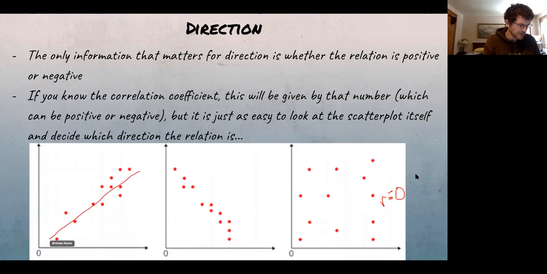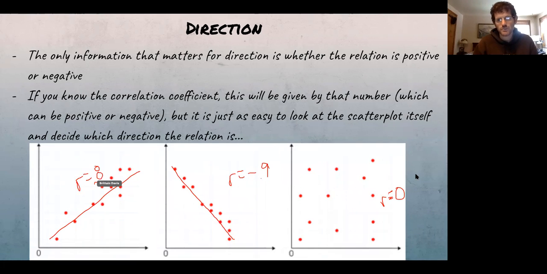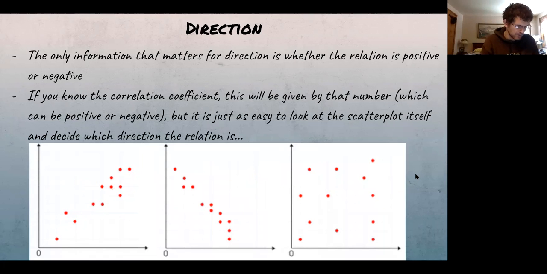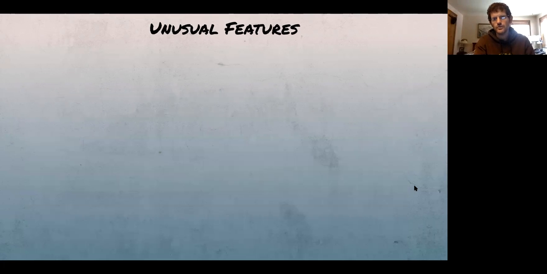But positive, of course, we're talking about is it a positive slope or a negative slope? And it says right here with the second bullet point, if you know the correlation coefficient, you can refer to that. So this might be a negative 0.9. This might be a positive 0.8. So you could say, oh, well, the correlation is positive, therefore it is a positive direction. But if you have the scatter plot, it's easy to see it either way. Okay, so remember, just say positive or negative. If there's no relation, you don't need to worry about that part of it.